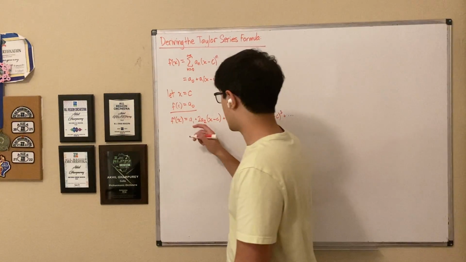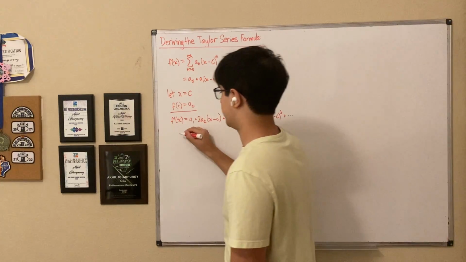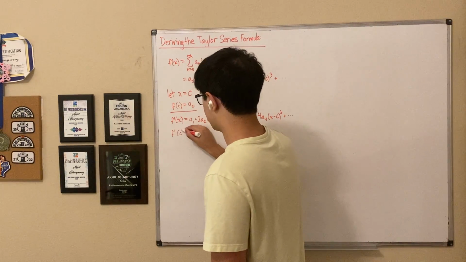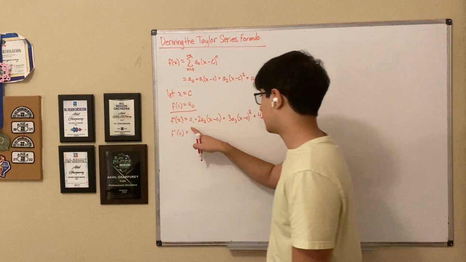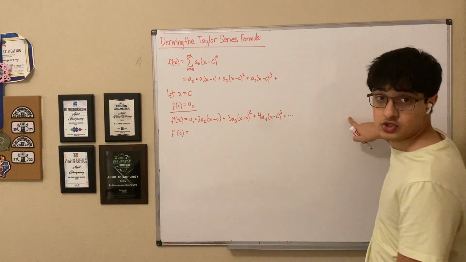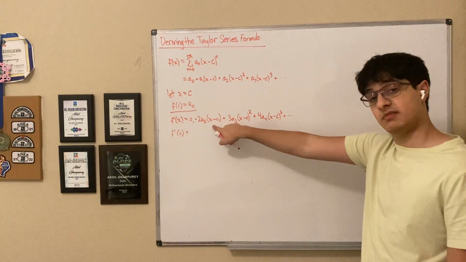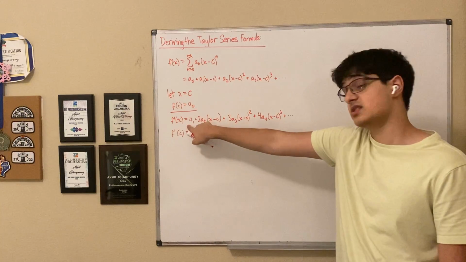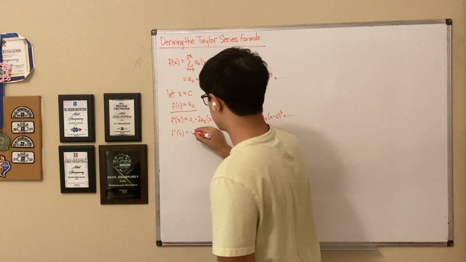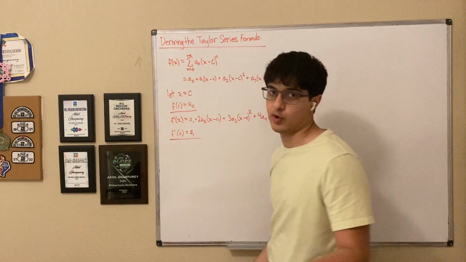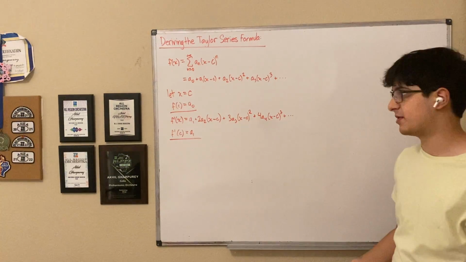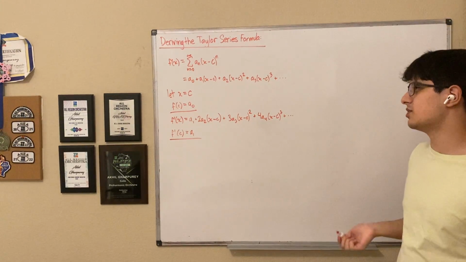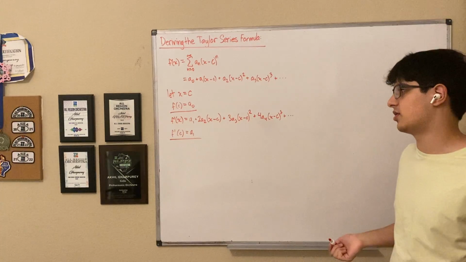Anyways, let's let x equal c again. So f prime of c is going to be a sub 1 plus this infinite string of zeros again, because we're going to have c minus c in every term that isn't a sub 1. So f prime of c is just a sub 1. Now let's repeat the process, because we still don't really have a general pattern going on here.